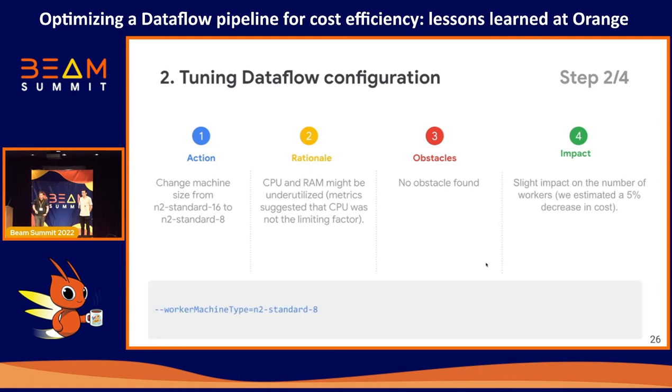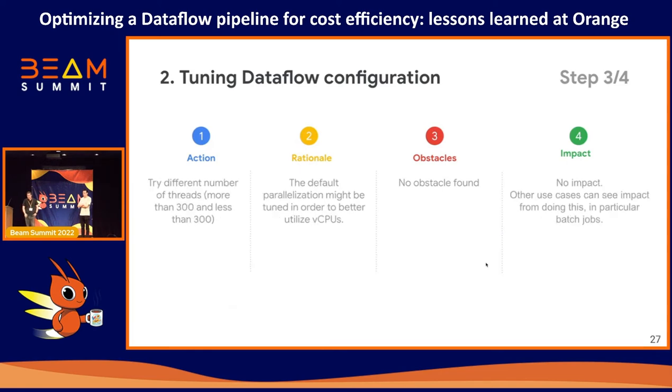Here is how you can set the worker size. It's the same parameter where you set the worker family and the worker size. For the impact, it was slight, but we could reduce the number of workers required to process our data. So we estimate a decrease in our cost of about 5%.